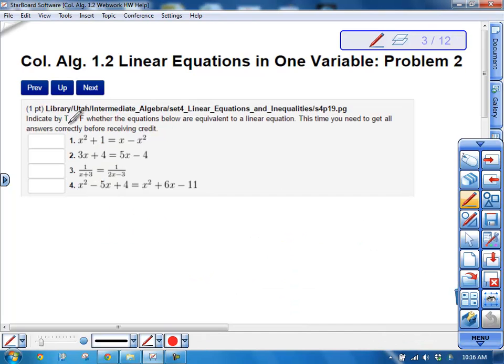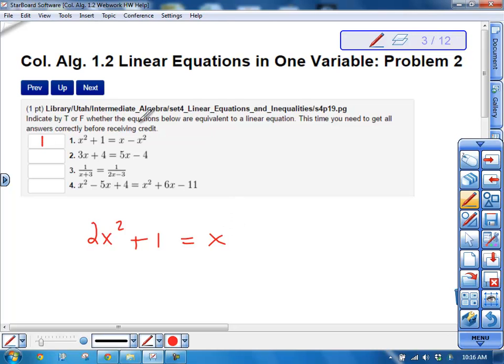Next problem says indicate T or F whether the equations below are equivalent to a linear equation. We need to get all of them right before it's going to tell us if we're right, basically. But so we're going to simplify these and find out if they're linear. So in this first one, if I subtract negative x squared from both sides, or if I add x squared, either way, let me add x squared to the left side. What happens, I'll have 2x squared plus 1 equals x. That's still a quadratic, that's not a linear.